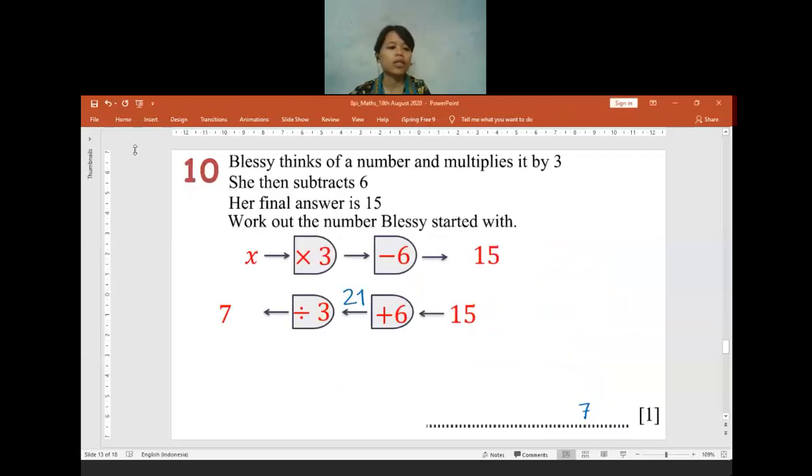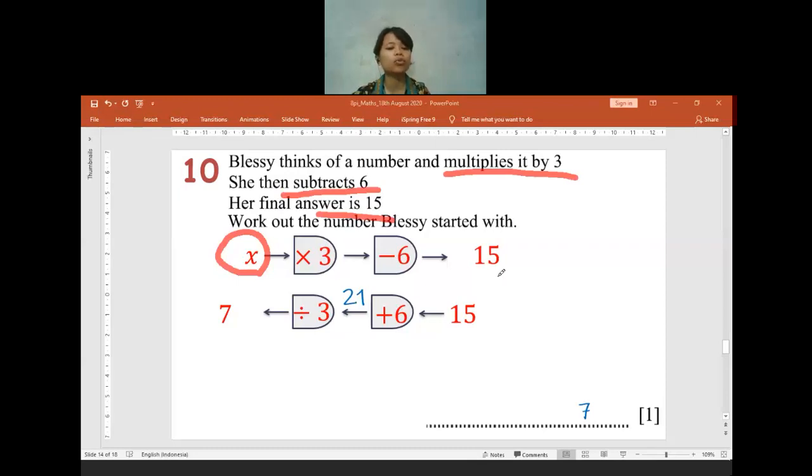Okay, for question 10 here, Lacy thinks of a number. We don't know the number, so we will keep it as x. Or you can keep it with any other letter, it's okay, because we don't know, so we just keep it as an unknown number. Pick any letter to define the unknown number. Then multiply the number by 3, so times 3. Subtract 6, so minus 6. The final answer is 15.